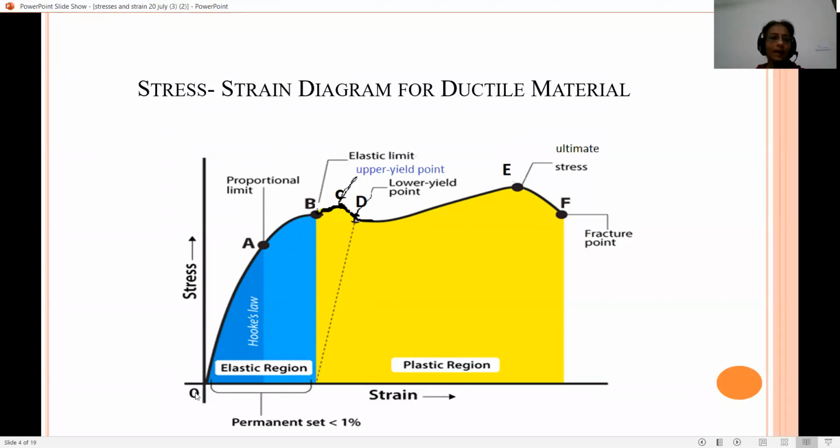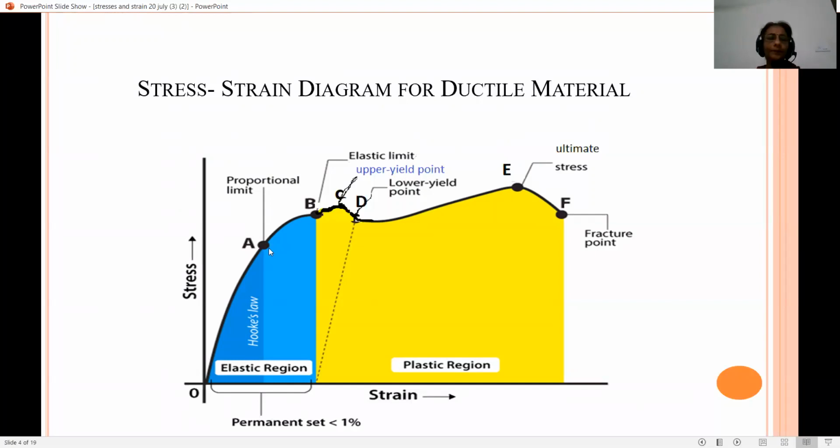You can see that beyond point O, if tensile load will increase up to point A, stress is directly proportional to strain. So material will follow Hooke's law, and this point is known as proportionality limit.